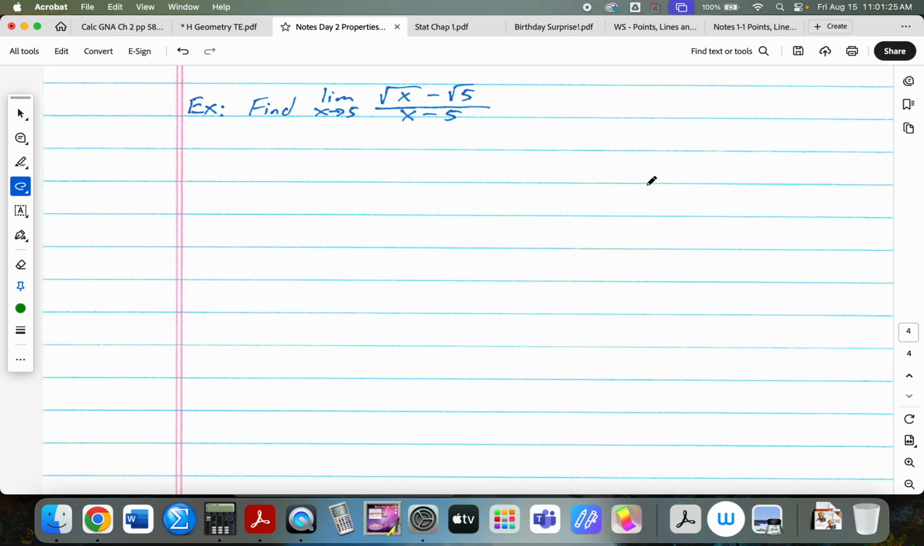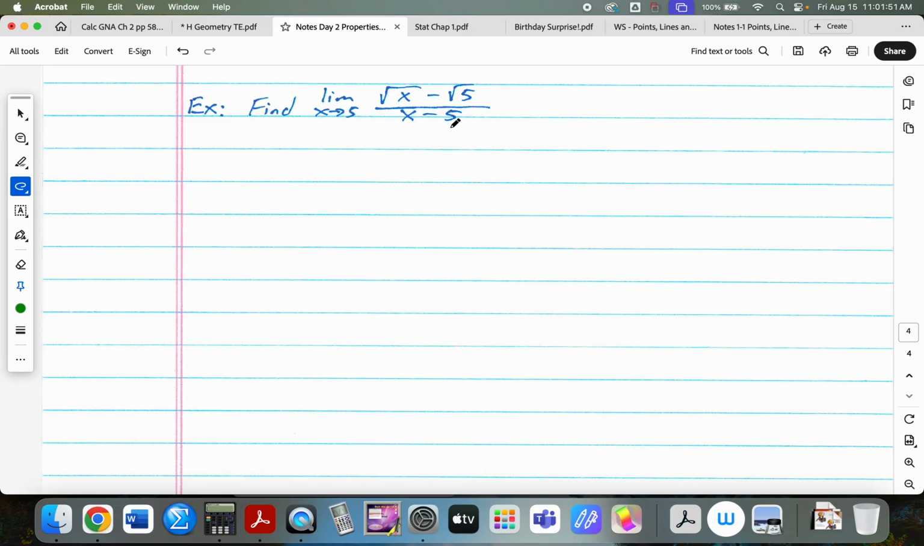I'm actually going to show you 2 different ways to do this one. Let's just real quickly in our heads do the evaluation. This would be the square root of 5 minus the square root of 5, which is 0, over 5 minus 5, which is 0. I have an indeterminate form. I've got to do something to it. There are 2 different ways you can approach this problem.